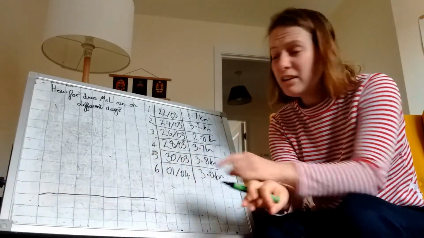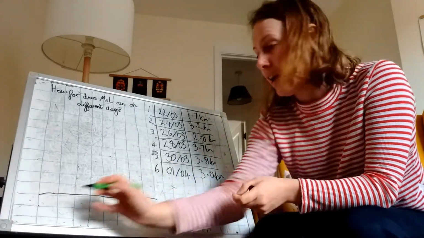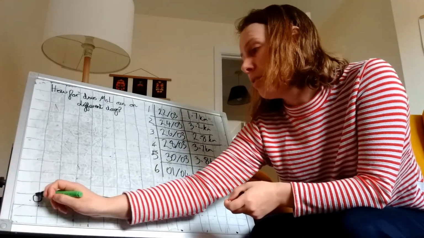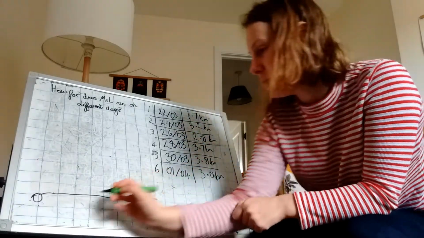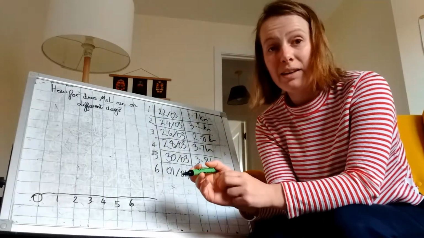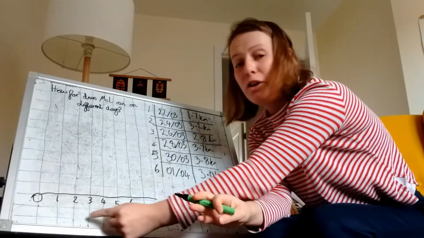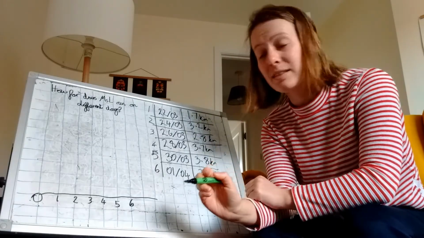I could write the dates, but it's too small, it's going to be cramped, so I'm just going to write those numbers. Remembering, I start at 0, and I need to make sure these are evenly spaced out. So I'm going to put them on each line. And to make it nice and clear, I'm going to write the words run number down here, because we always need a label for that axis.